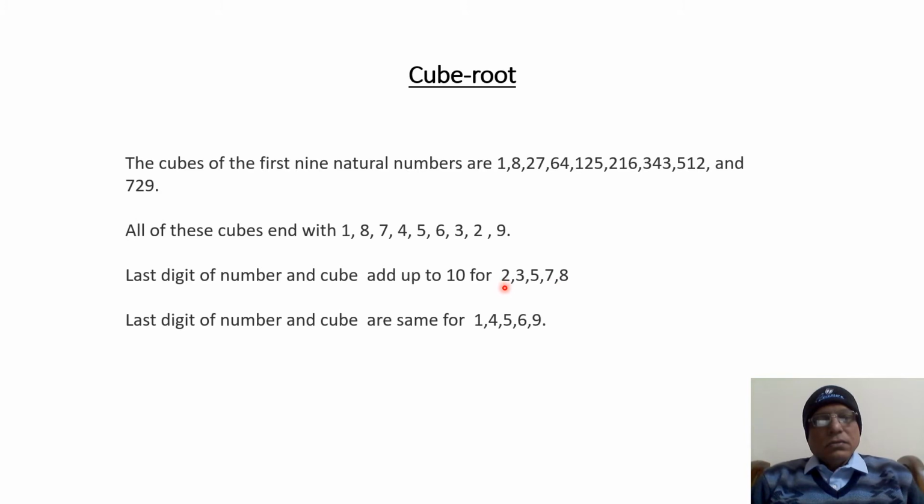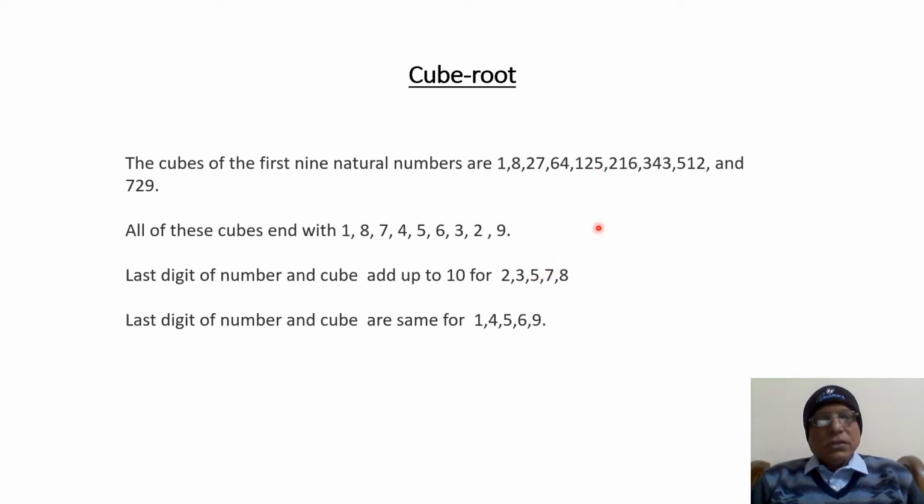The cube of 2 is 8, so 8 plus 2 is 10. The cube of 3 is 27. The last digit here is 7 and the last digit of the number is 3, so 3 plus 7 is 10. Then the cube of 5 is 125, so this 5 and this 5 add up to 10.